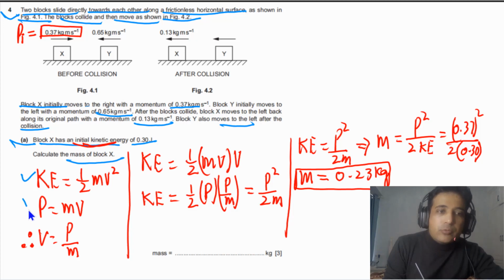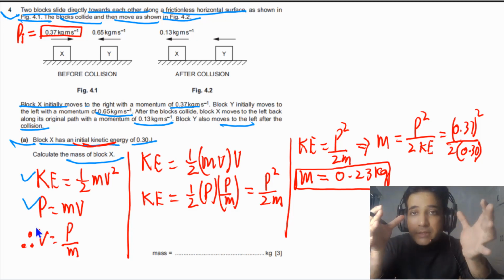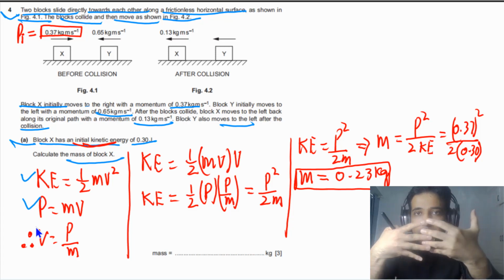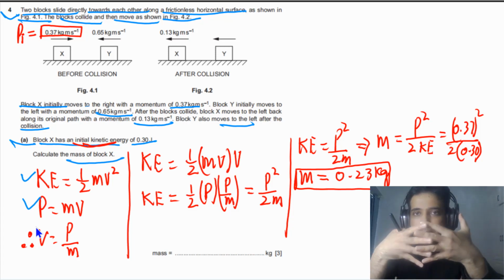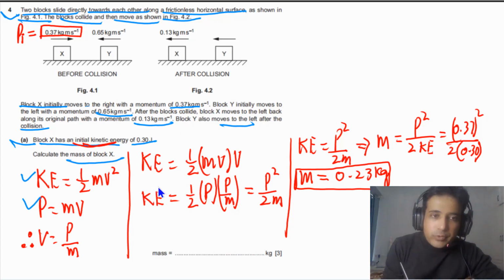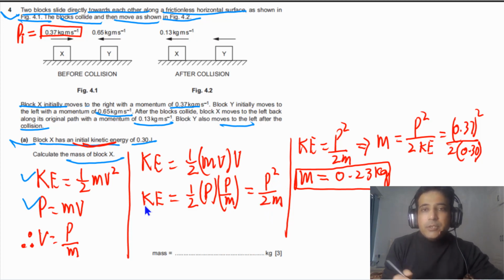So how can we calculate it? You need to understand how to connect kinetic energy and momentum together so you can find out the value of mass. That's the reason we rearrange this equation. We try to write this in the form of momentum, mass, and kinetic energy so we can calculate the value of mass. So this is how we have calculated the value of mass.